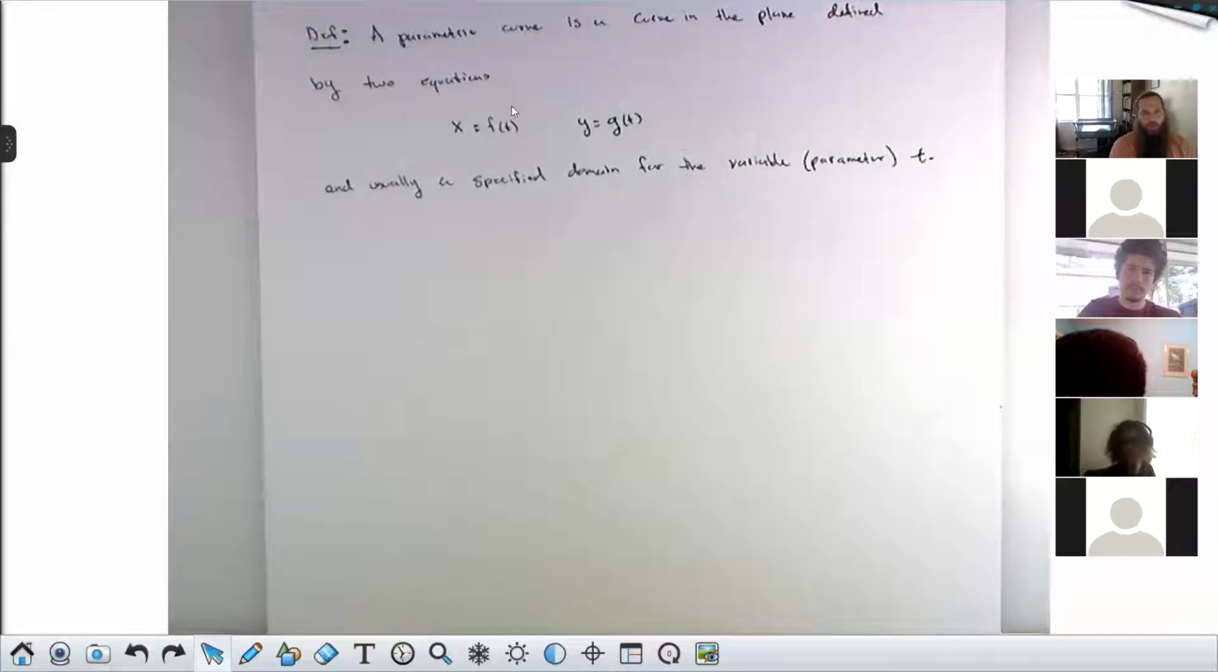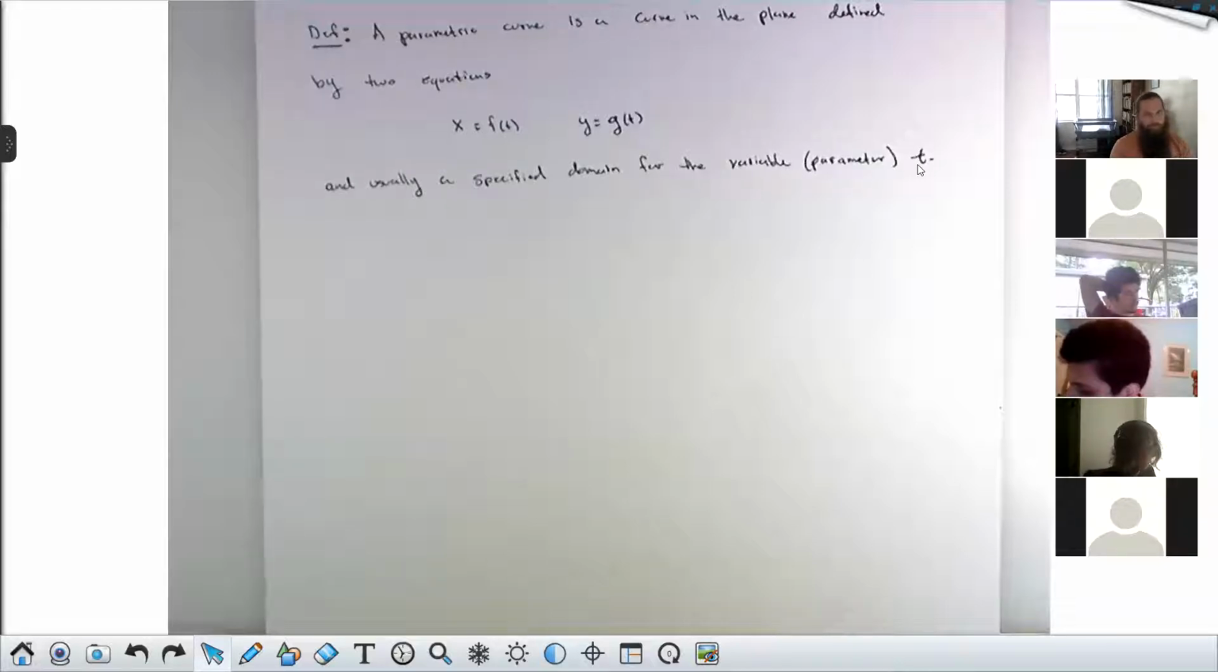So rather than having y equal f of x or having x equal f of y, you have both x and y independent from each other, but both dependent on this variable or parameter t. Usually we think of t as time. Usually we think of these curves as paths that objects move around on. It's a useful metaphor, but it's not necessarily the only way to think about these things. So let me show you an example and the basics of graphing one of these things.